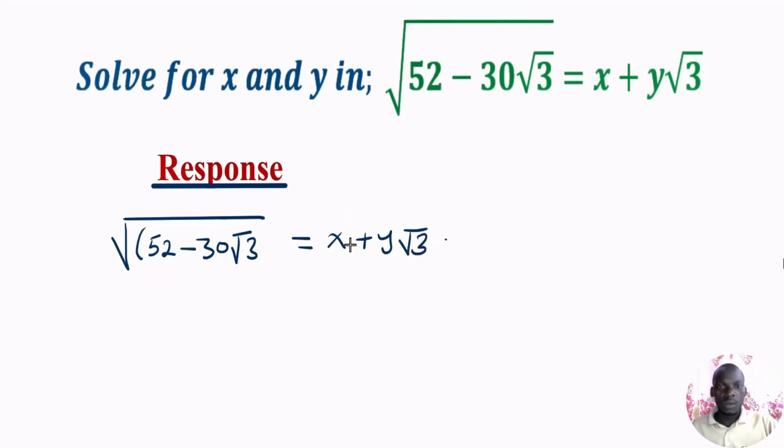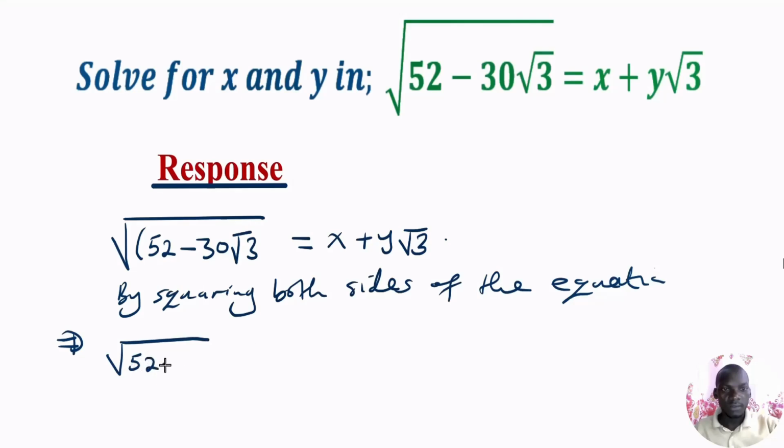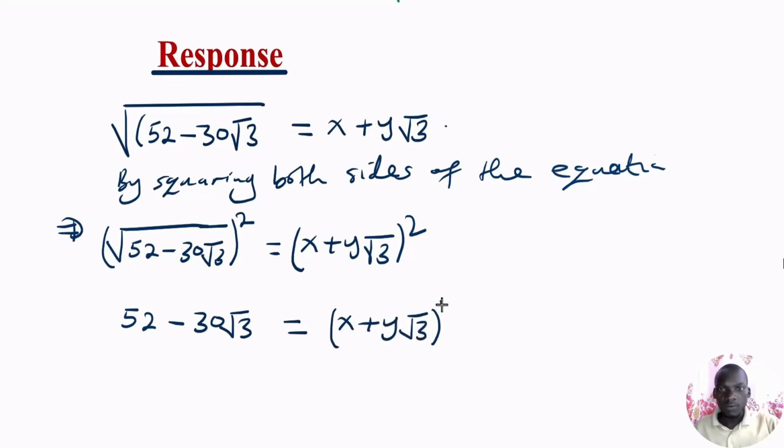From this, we are going to square both sides of the equation. By squaring both sides, it implies that we have the square root of 52 minus 30 square root of 3 being equal to x plus y square root of 3. Squaring both sides, the square and the square root cancel out, and we remain with 52 minus 30 root 3 being equal to x plus y multiplied by square root of 3, the whole of it power 2.